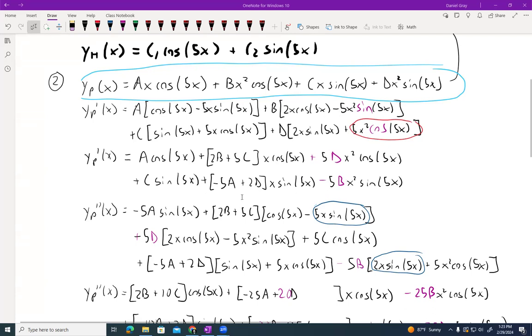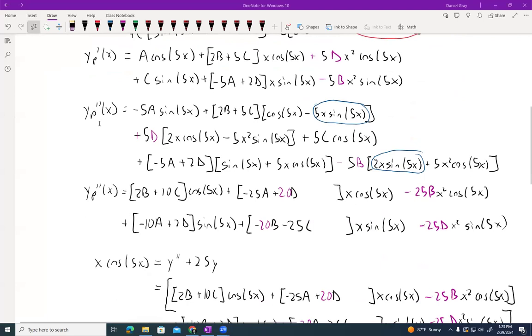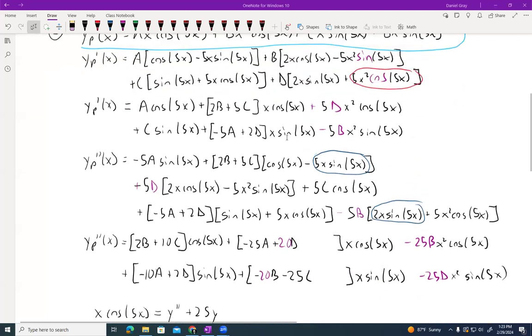Okay. Now that I did that, I took the derivative again to find a second derivative. Again, having to do product rule in most of these, right? So I'm going to have a negative 5a sine of 5x, no product rule there. But then over here, my 2b plus 5c, I have to take the derivative of x cosine of 5x using the product rule. So that is cosine of 5x minus 5x sine of 5x. Okay. And then I have my 5d over here. Take the product rule for this thing. So it's a 2x cosine of 5x minus a 5x squared sine of 5x.